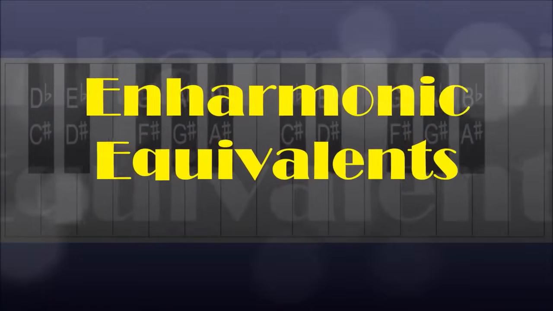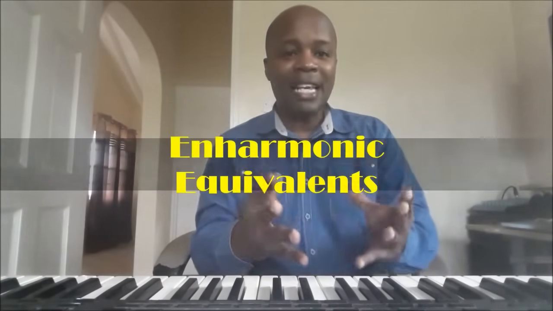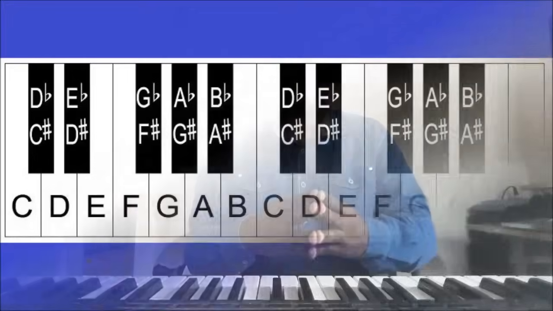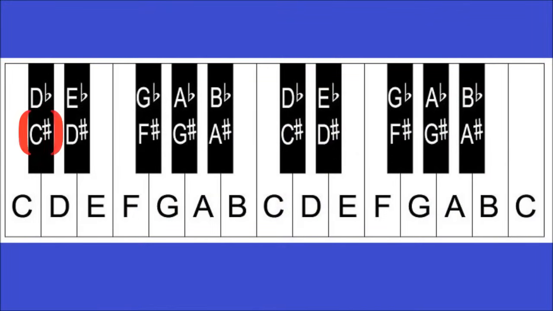This takes us to the subject of enharmonic equivalence. Since the black keys have two note names, the note names are said to be enharmonic equivalents of each other. For instance, the key after C is C sharp, but that same key is also before D and is called D flat. C sharp and D flat are enharmonic equivalents.